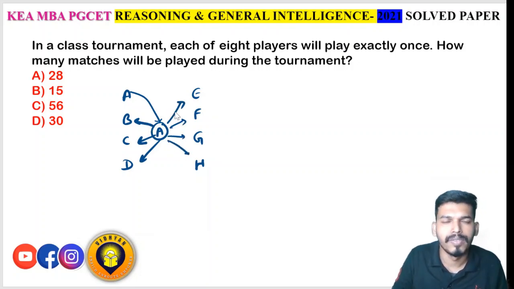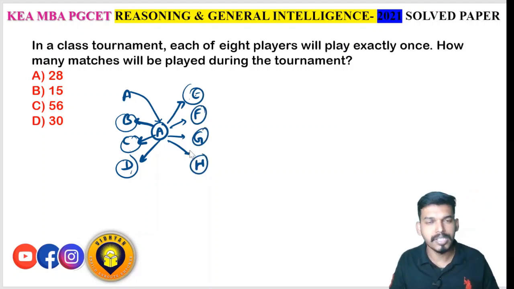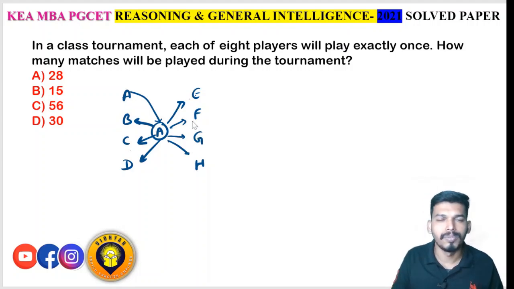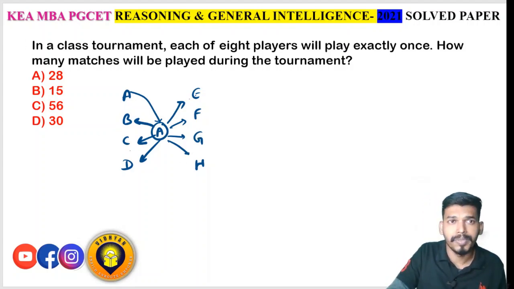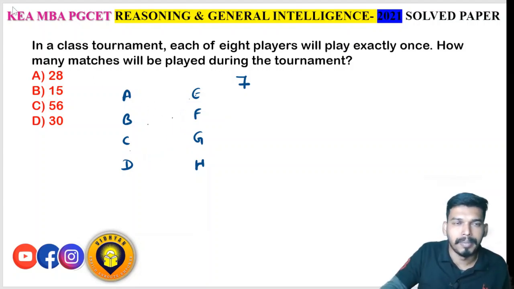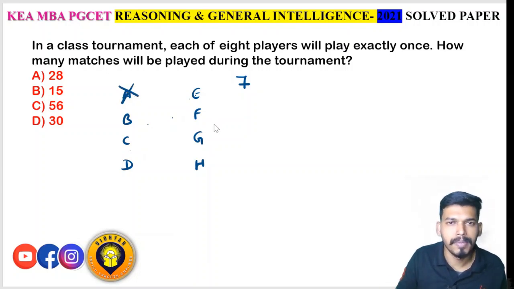So in total, with how many players is he playing against? He is playing against 7 players: B, C, D, E, F, G, H. So against the 7 players A is playing, correct? So how many matches have happened now? 7 matches. Now A is finished. A has played with all the players.